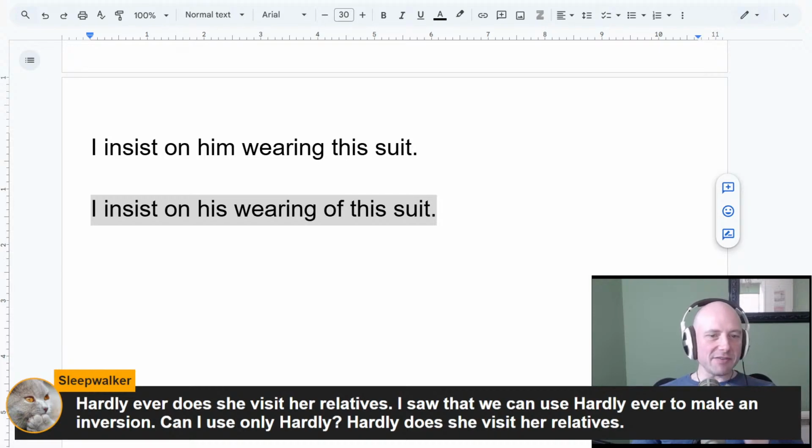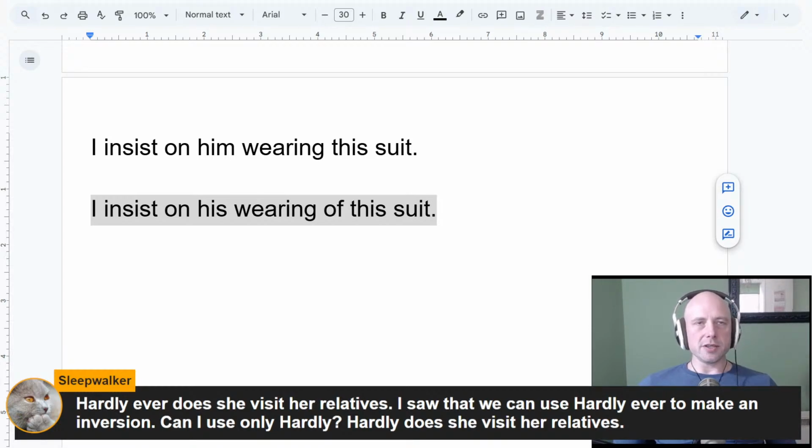Sleepwalker says, hardly ever does she visit her relatives. I saw that we can use hardly ever to make inversion. Can I use hardly? Hardly does she visit her relatives. Ooh. Hardly. Hardly does she visit her relatives.